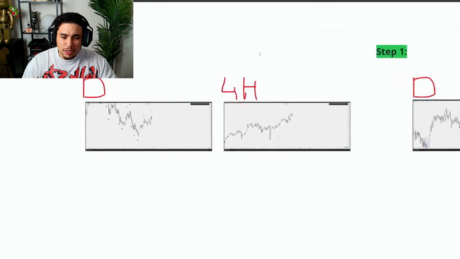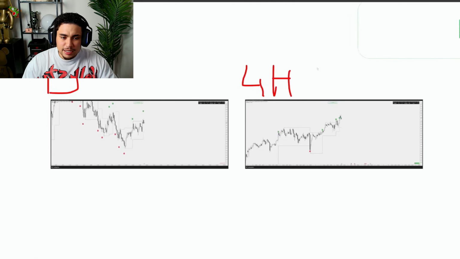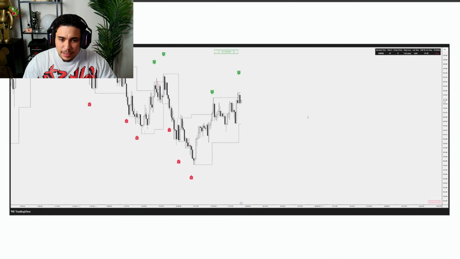Now, what I want them to be doing is this. I need them both to be doing the exact same thing. What I mean by that, I need them to be creating higher highs and higher lows. Now in this case, you guys can clearly see if I zoom in that the daily is creating higher highs and higher lows. You see the lows are higher than the previous lows, the highs are higher than the previous ones.